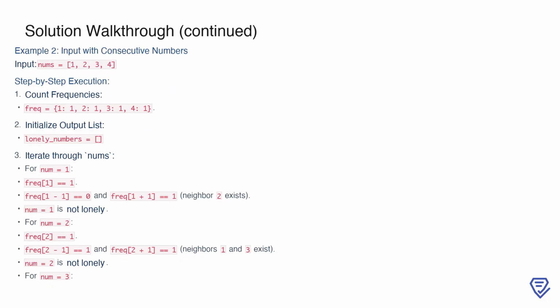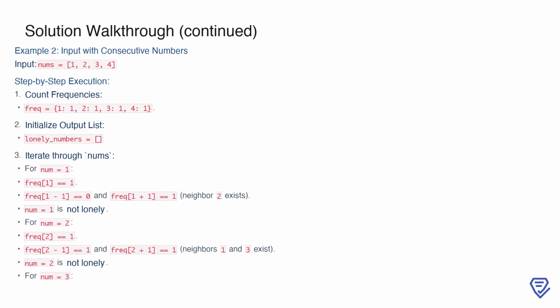In this example, the input array is nums equals 1, 2, 3, 4, which contains consecutive numbers. We begin by counting the frequency of each number using counter, resulting in frequency equals 1, 1, 2, 1, 3, 1, 4, 1. As before, we initialize an empty list called lonely_numbers to store any lonely numbers we find. Now, we start iterating through the array.